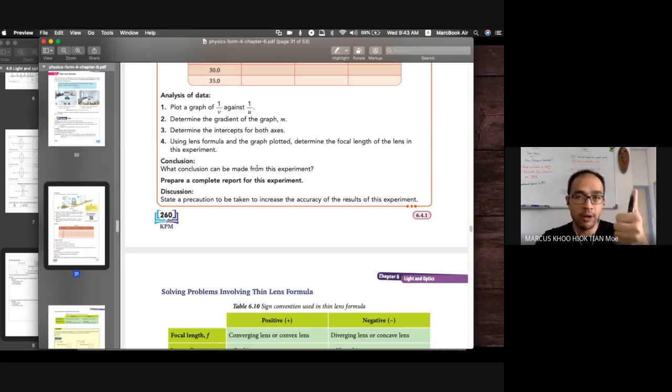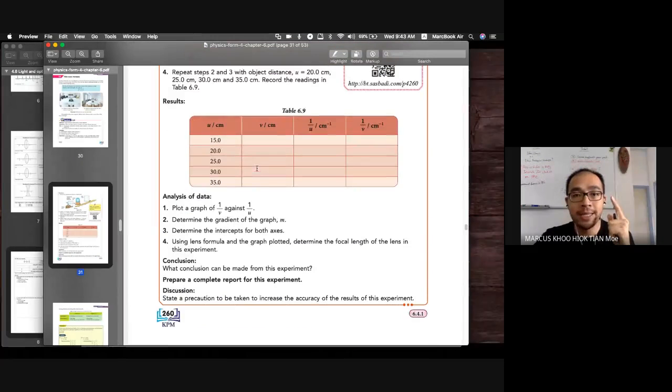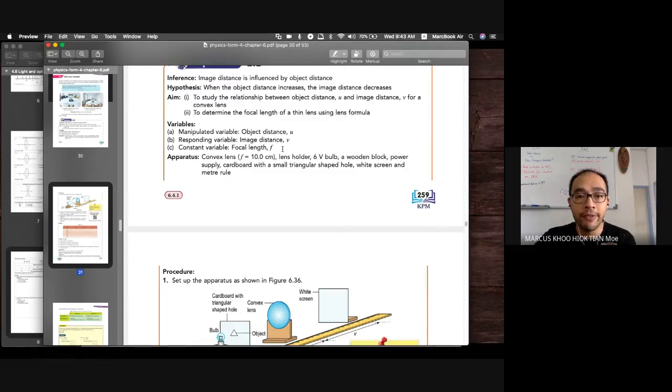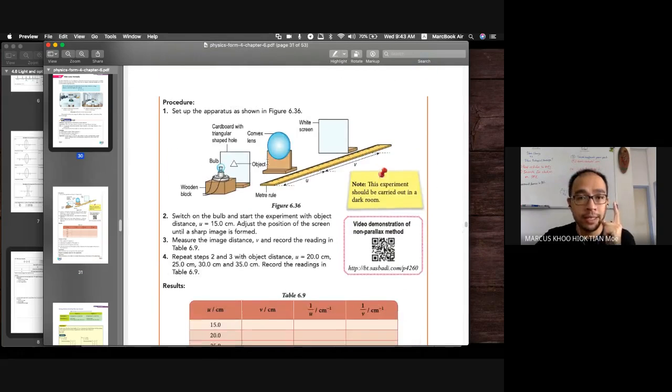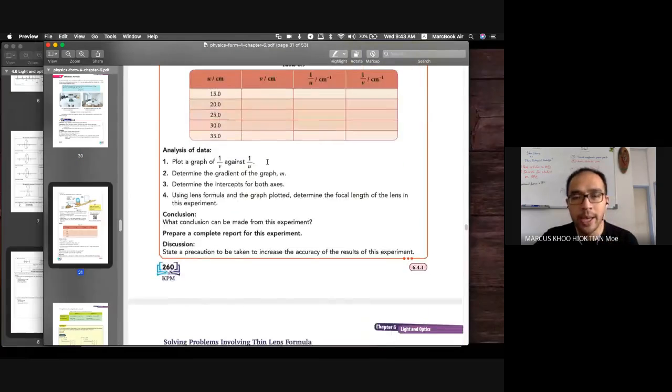Number one is what is the relationship. Number two, what is the focal length of the lens according to your graph. This is very important: according to your graph. Then after you say according to your graph, you tell me whether there is a difference between your graph value and the real value that you determined. And if there is a difference, tell me why there is a difference.